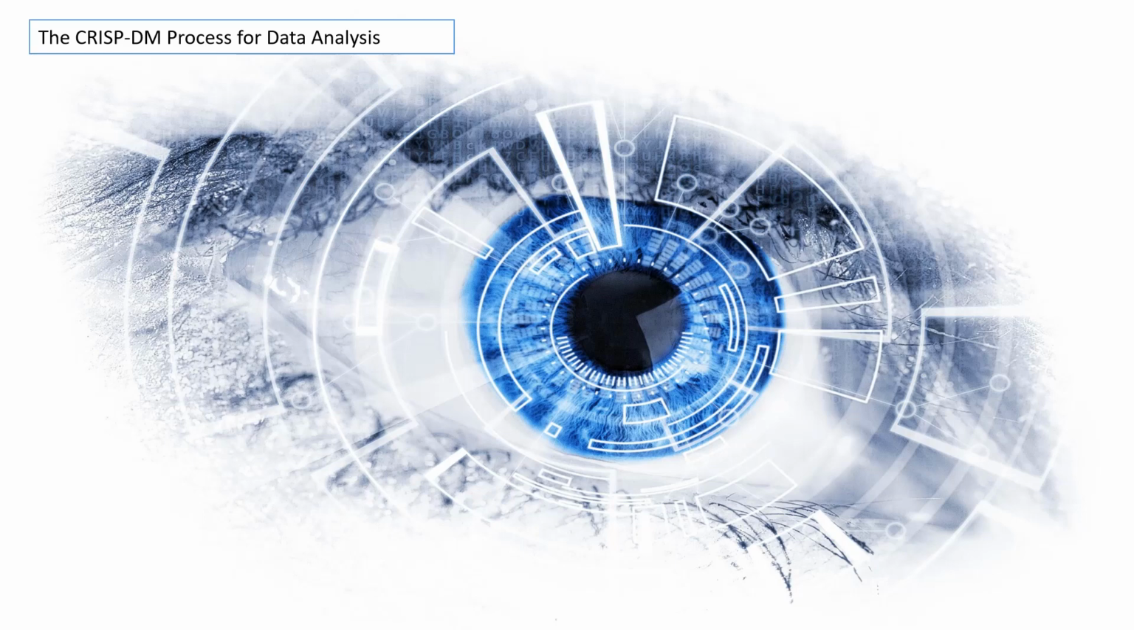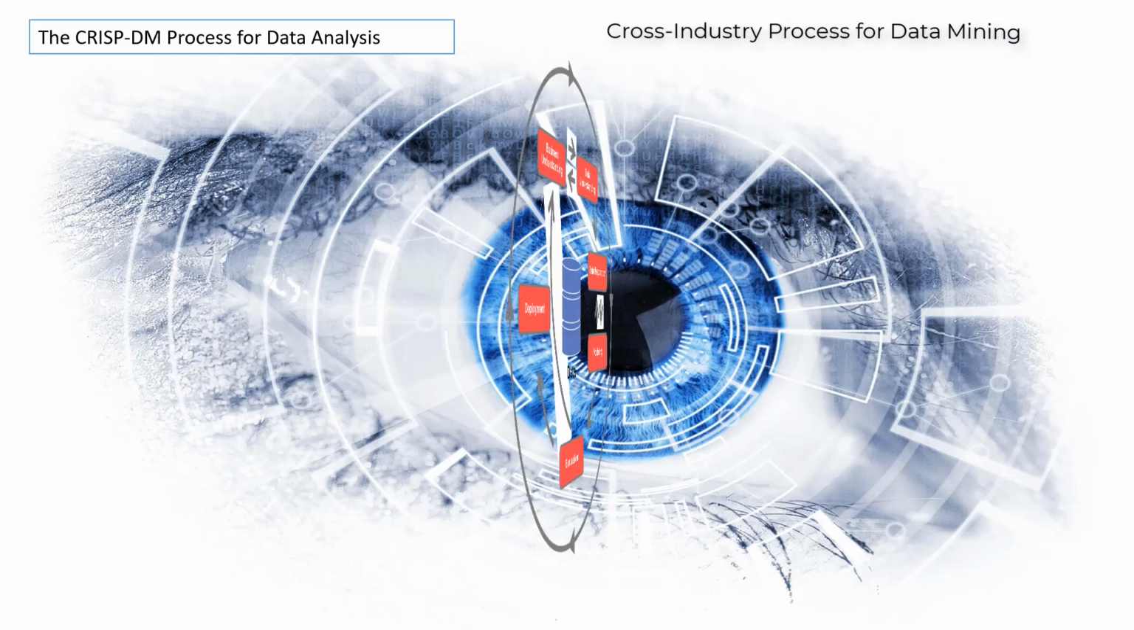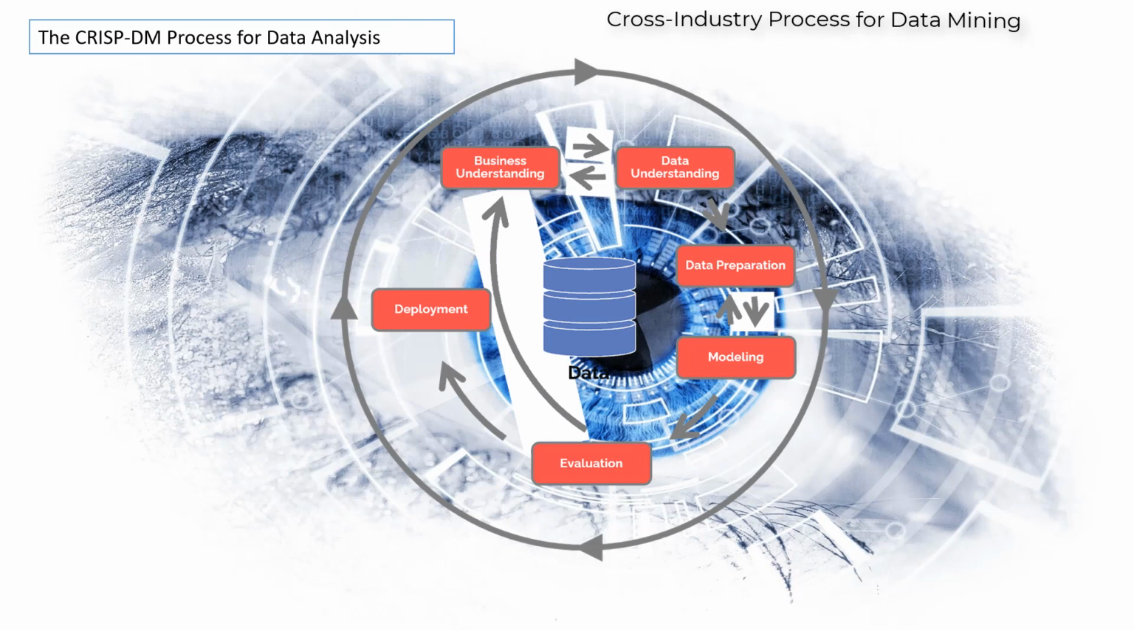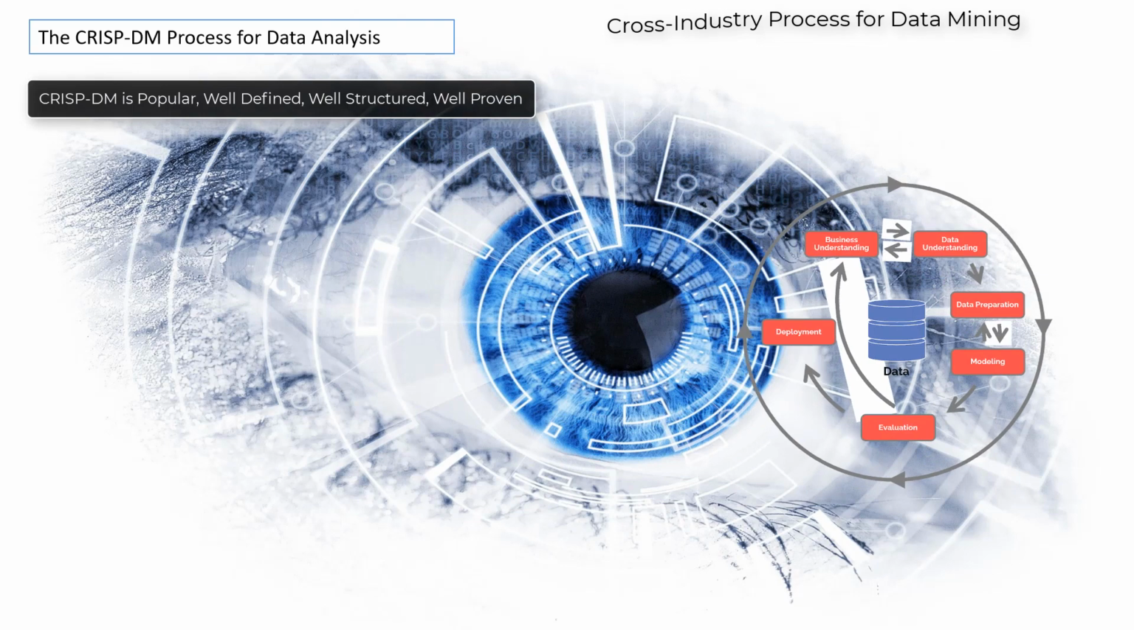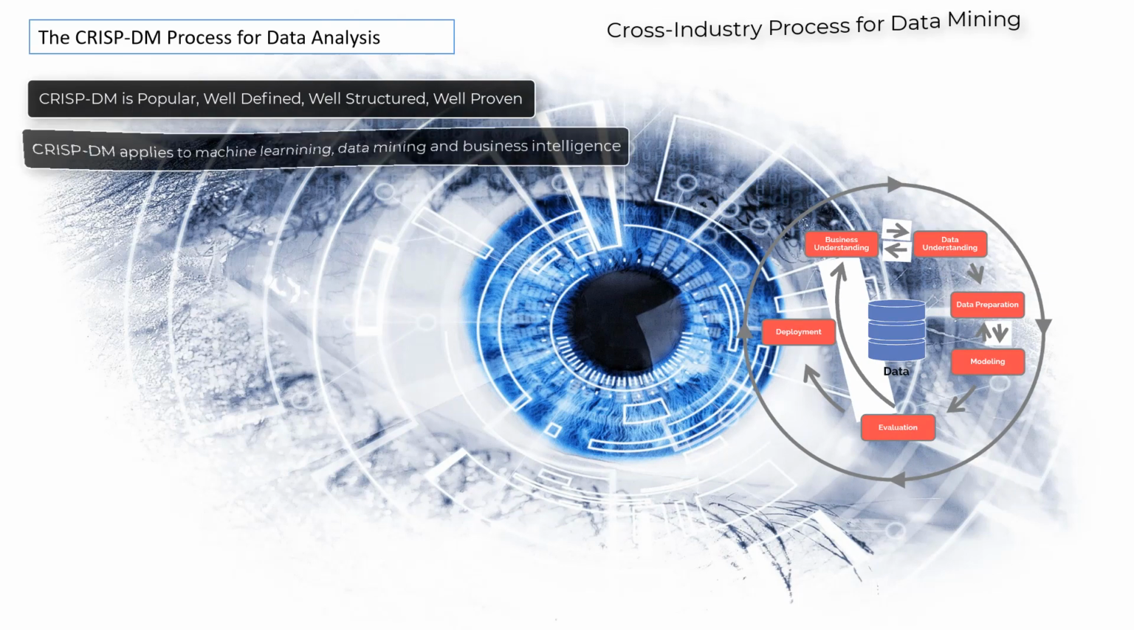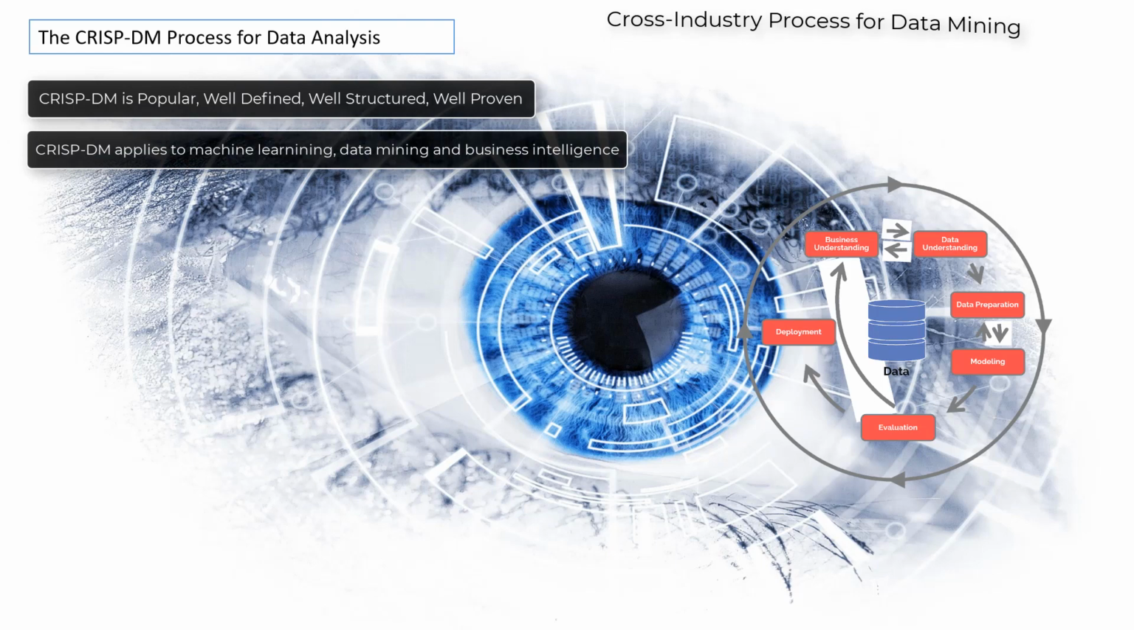Hello and welcome back. Alright, this is the last data analysis process that we are going to go through, and it's called CRISP-DM. So what does the acronym CRISP-DM actually stand for? CRISP-DM stands for Cross-Industry Process for Data Mining. CRISP-DM is a very popular, well-defined, well-structured, and well-proven process for machine learning, data mining, and business intelligence projects.